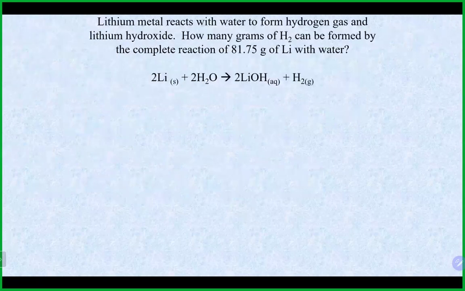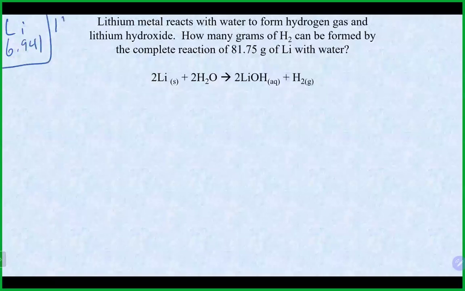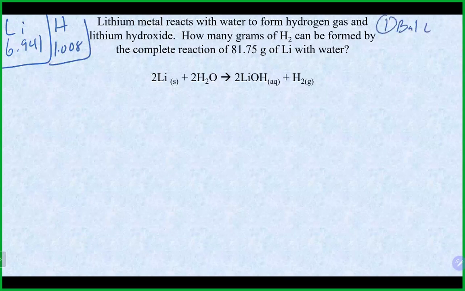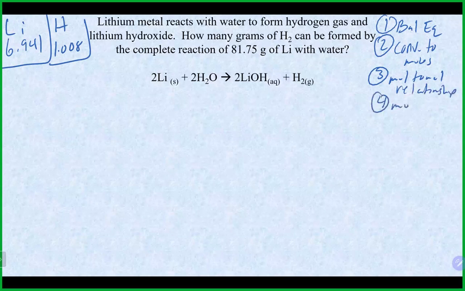All right, so let's try another one here. Let's try this one, same equation. We're looking for how many grams of hydrogen if you started with 81.75 grams of lithium. So lithium is 6.941 and hydrogen 1.008. Once again, follow the 4 steps: balance the equation, convert to moles, mole to mole relationship, and moles to some other unit. All right, so take a few moments there and see what you come up with here.